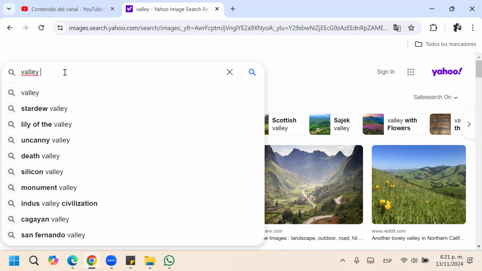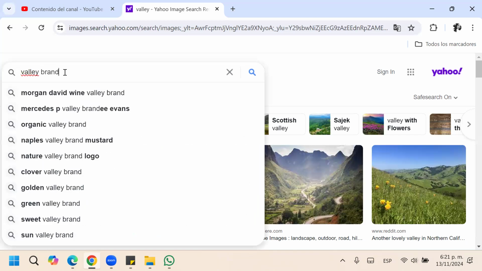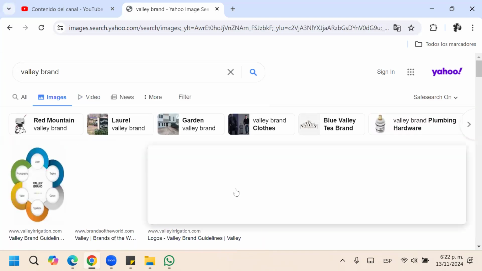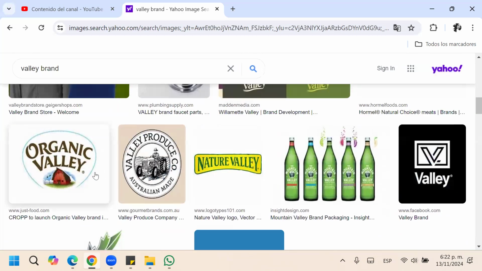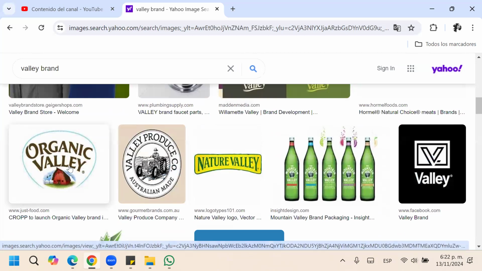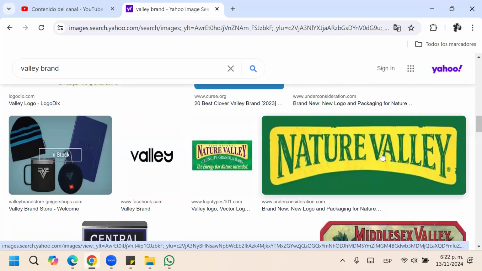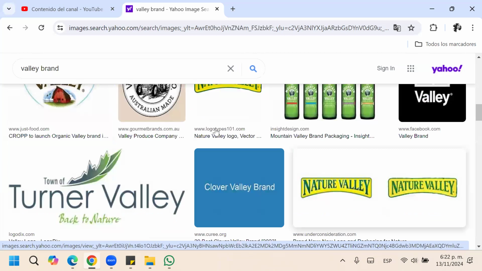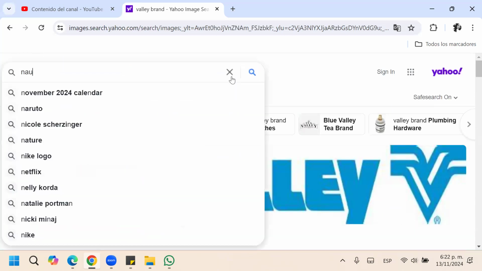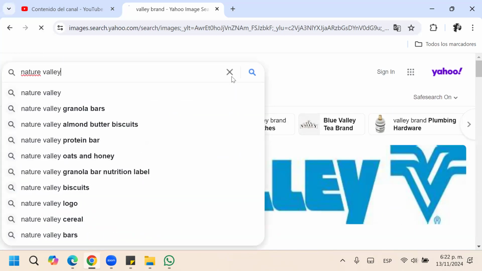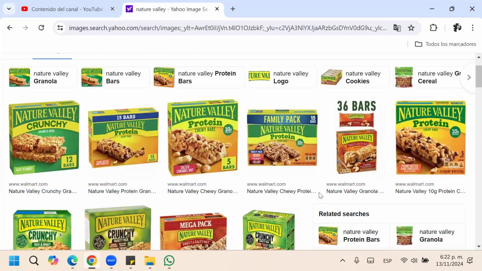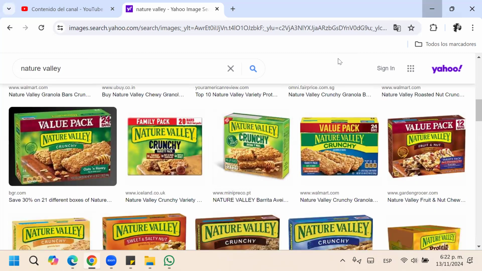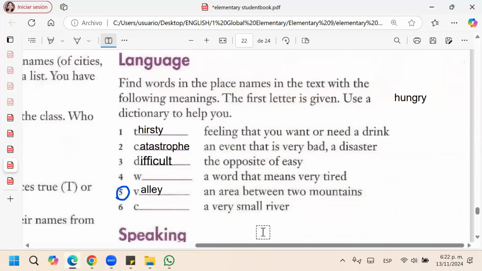Something Valley brand. Let's see. Organic Valley? I don't remember. Nature Valley, it's true. Yes, Nature Valley, really good. They make protein, anything healthy food. So yes, valley is the name for the area between mountains.